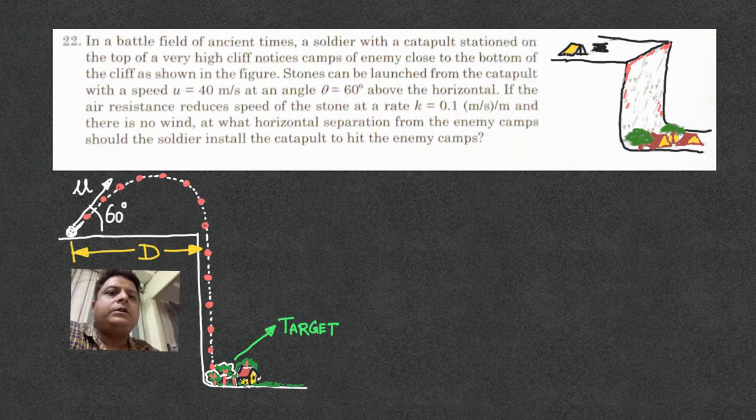Okay, so look at this problem. In a battlefield of ancient times, a soldier with a catapult is stationed at the top of a cliff. Here is the catapult, and there is a cliff, a totally vertical cliff, and here are the enemy camps.